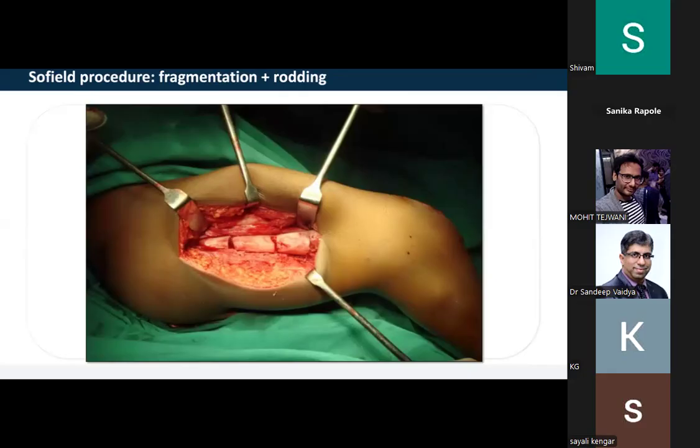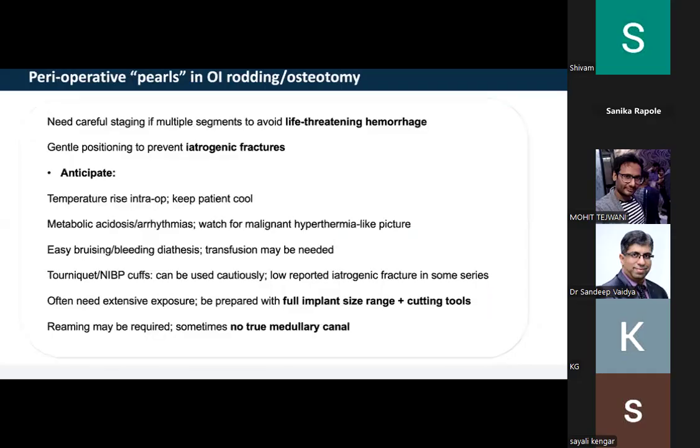Here we have to plan really well for our blood loss, and you have to consider staging the procedure if we are doing multiple segments at a time. They are going to have poor rotational control, so post-operatively a cast has to be applied. There are some tips and tricks which are not to be forgotten during the procedure.